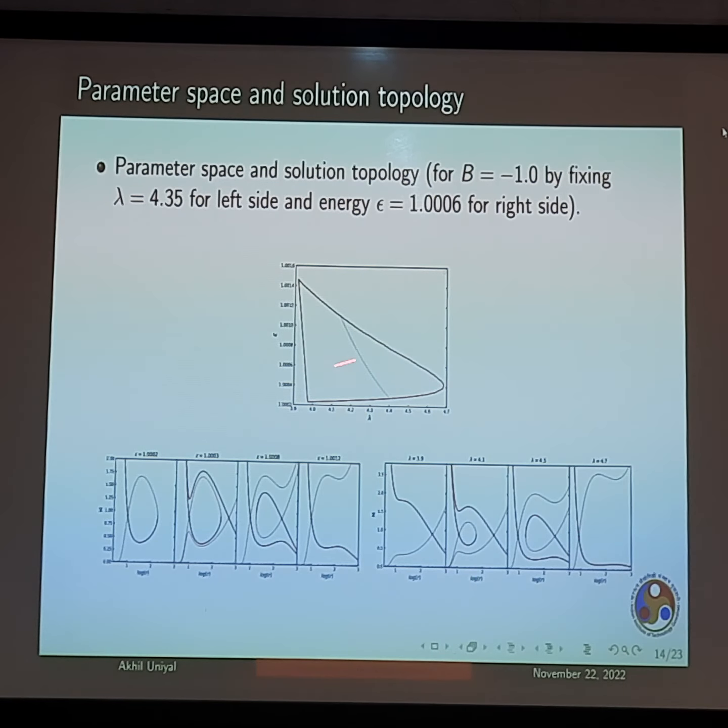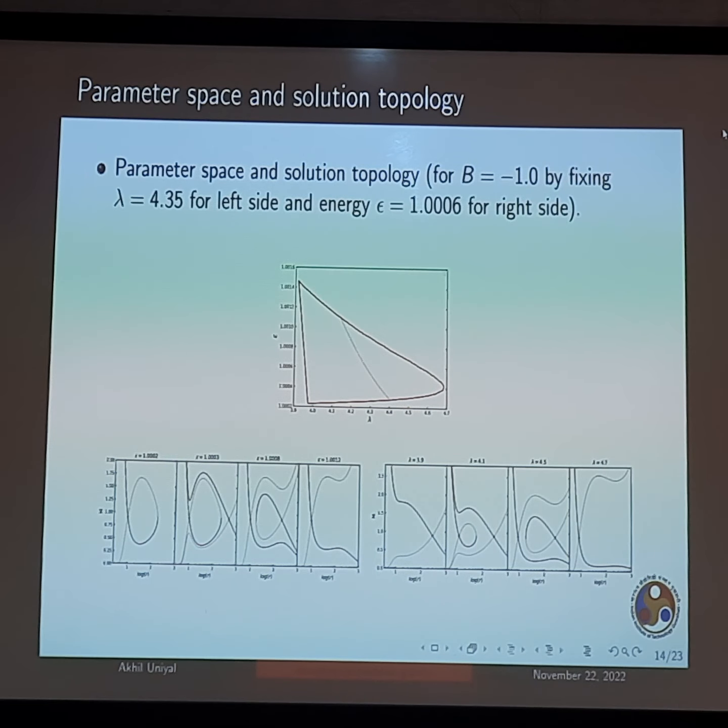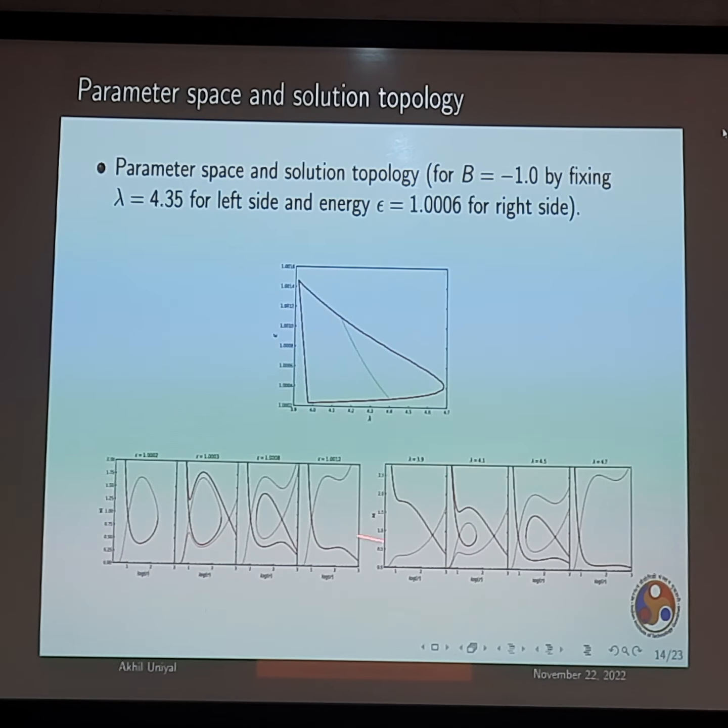Now, for this saddle, inner and outer, you have both the saddle type critical points. For them, you can actually create a parameter space between energy and angular momentum. So I will just explain this first figure.